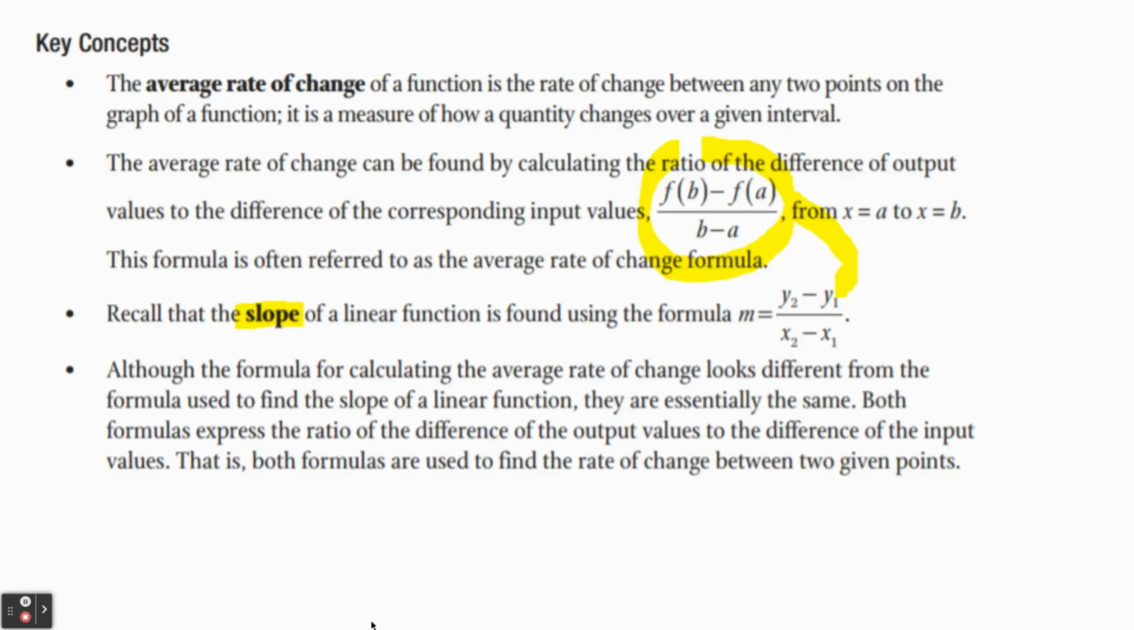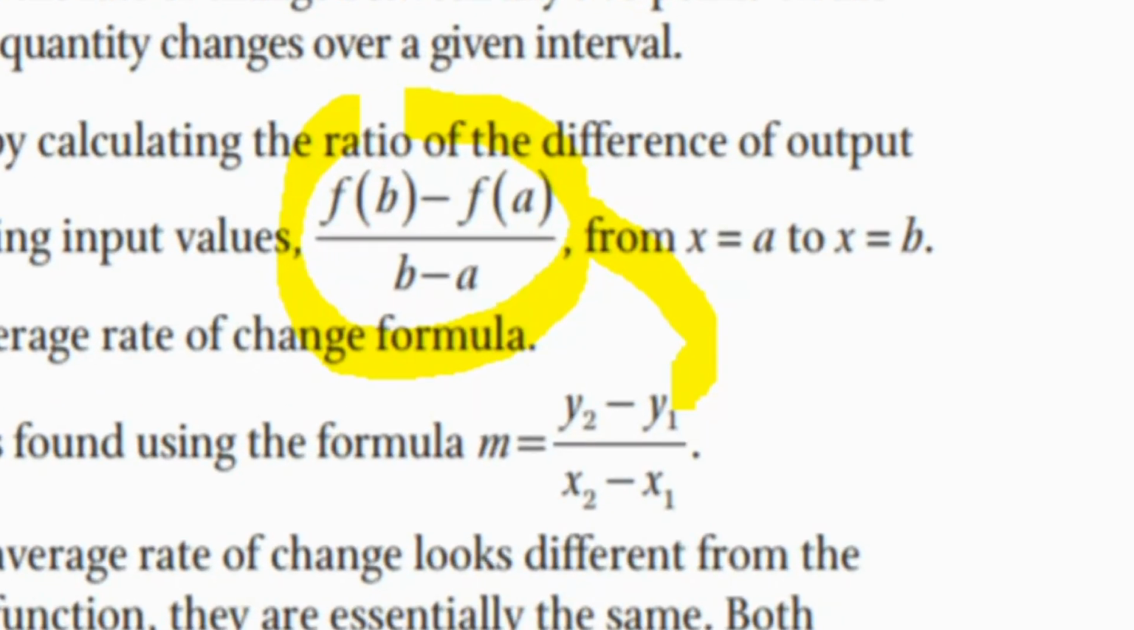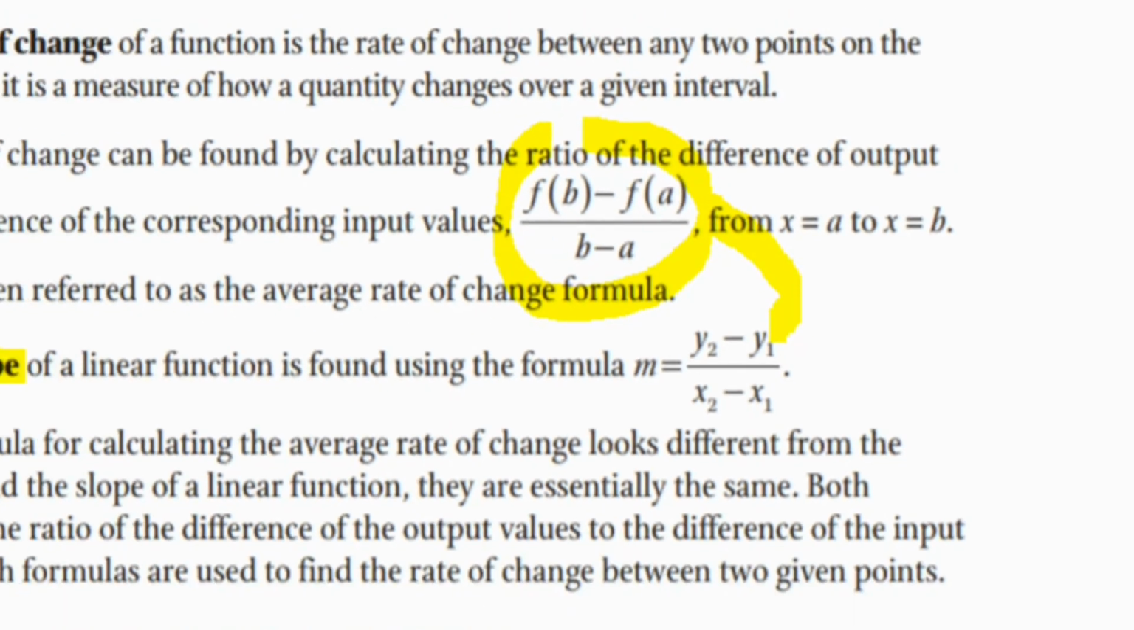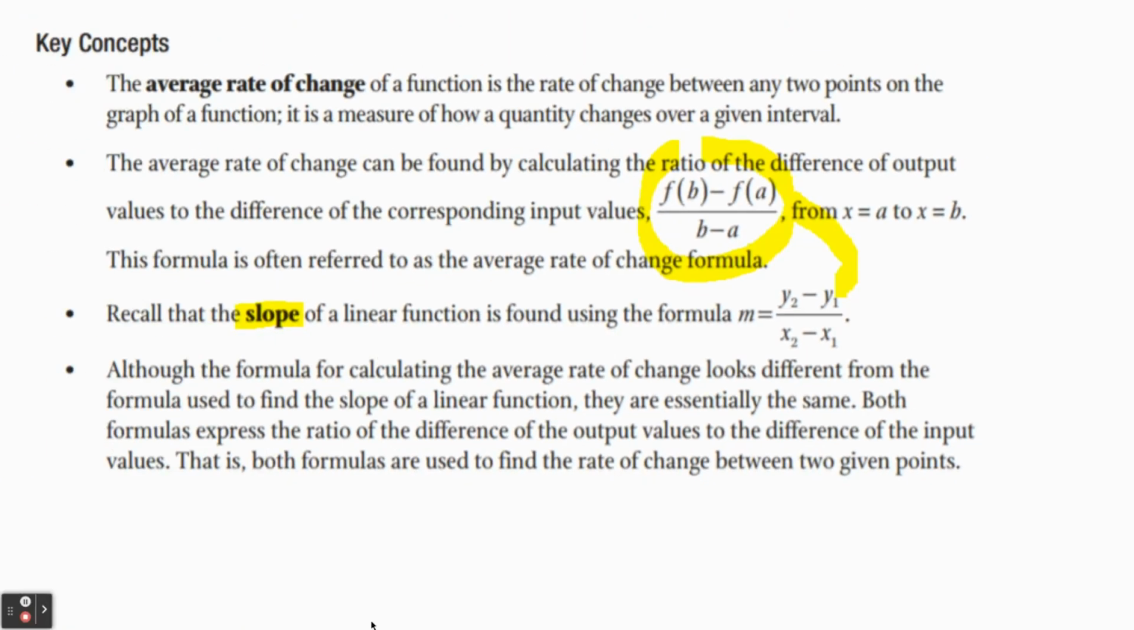This section is about the average rate of change. The average rate of change of a function is the rate between any 2 points on the graph of a function. It measures how the quantity changes over a given interval. So it's going to be between 2 points, and it's really just going to be the slope between those 2 points. Now remember, we did average rate of change with a linear function, and it's quite boring because the slope of a line remains constant.